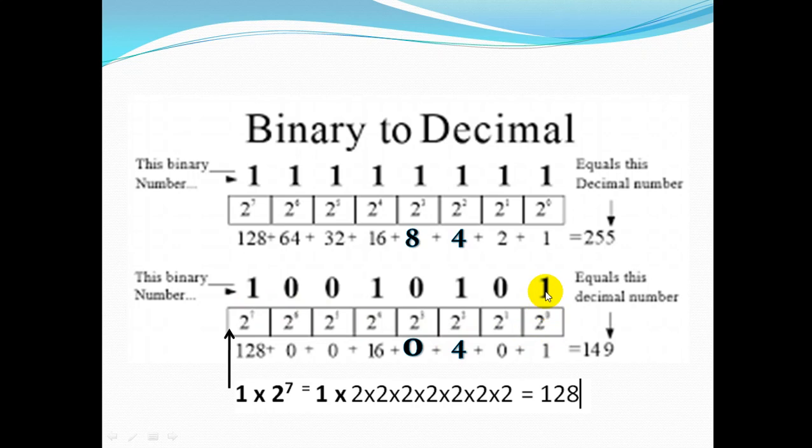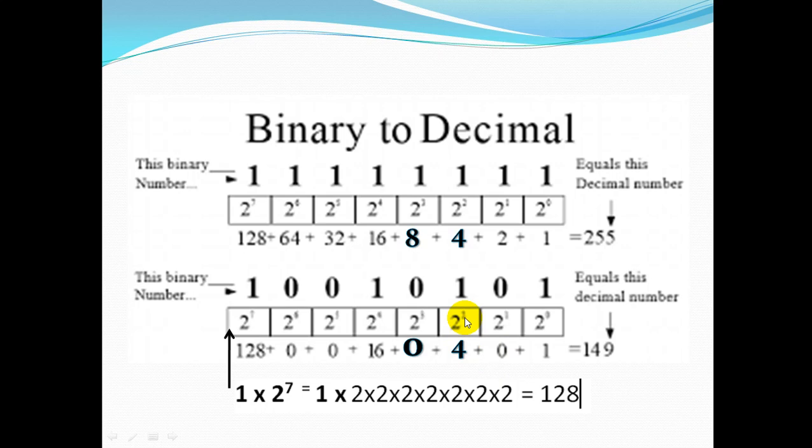Now by the time you say 2 raised to power 0 is 1, look at the explanation here. 2 raised to power 0 is 1, and 1 times 1 gives you 1. 2 raised to power 1 is 2, but you see 0 here, so 2 times 0. Anything times 0 is 0, so that's how you get your 0 here.